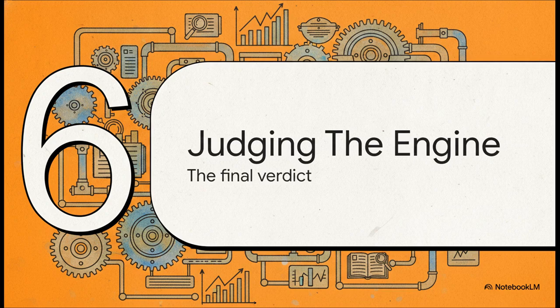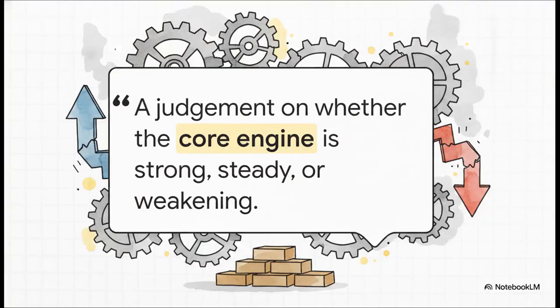Finally, Section 6. Judging the core engine, the final verdict. The source document lays it out perfectly here. The ultimate output of this entire first step of analysis isn't just a boring spreadsheet full of numbers. It's a clear, unambiguous judgment call. You have to make the decision. Is the core lending engine strong? Is it steady? Or is it weakening?